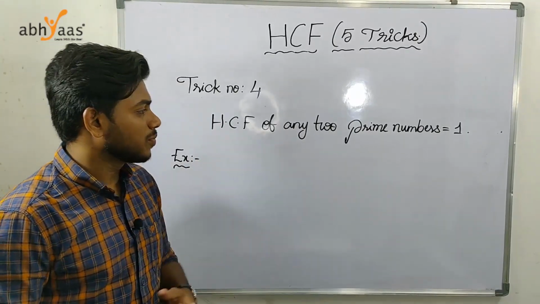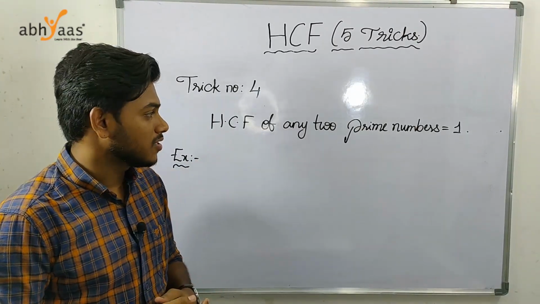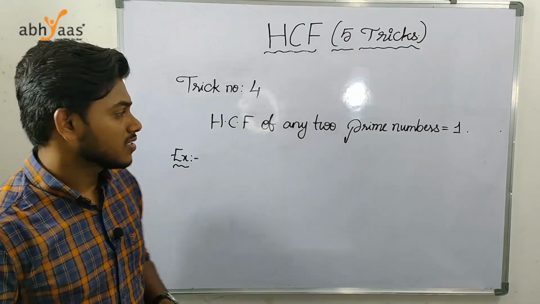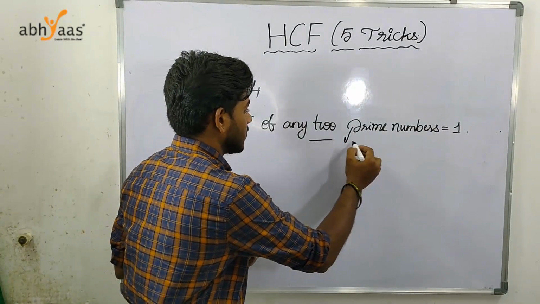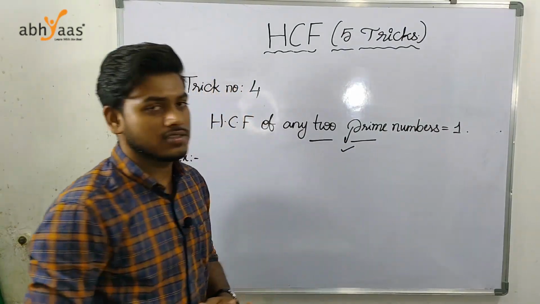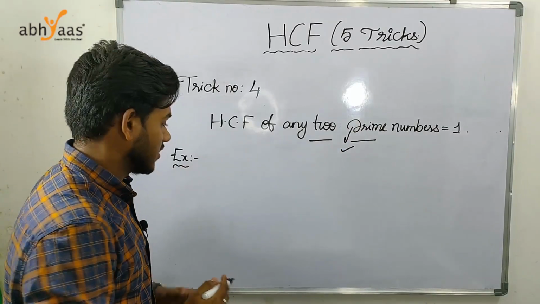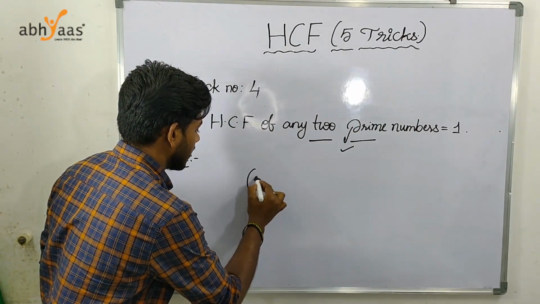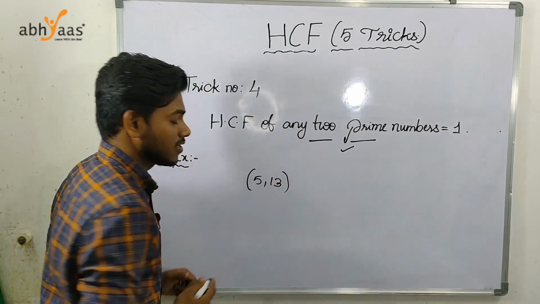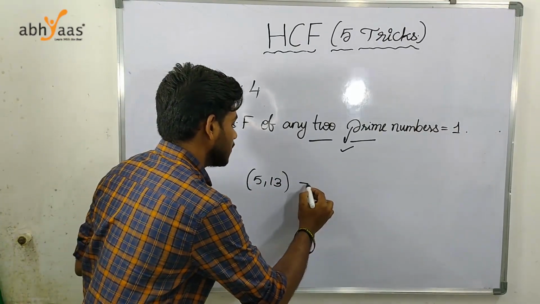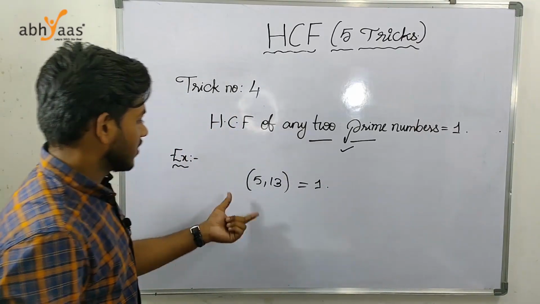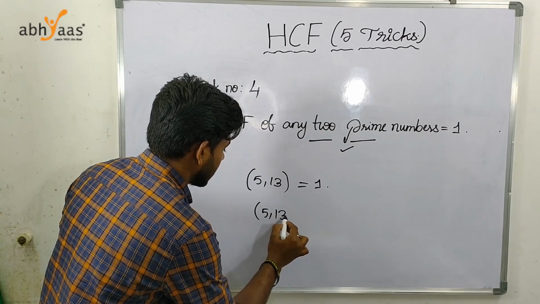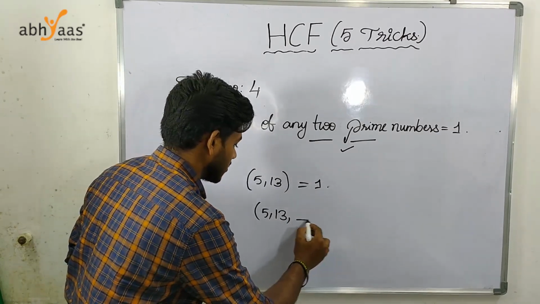The HCF of any two prime numbers or more than two prime numbers is always equal to 1. In the given set of numbers, if we have two prime numbers, then definitely the HCF is equal to 1, as we discussed. Let's consider a few examples. 5 and 13, these two are prime numbers. Their HCF is equal to 1. As we discussed, by writing any two prime numbers like 5 and 13, you can write any other numbers as well.